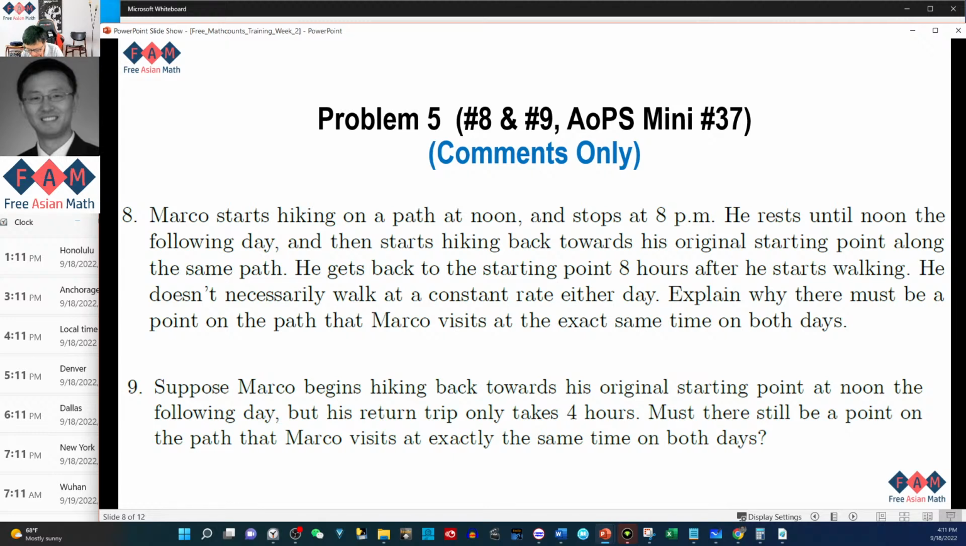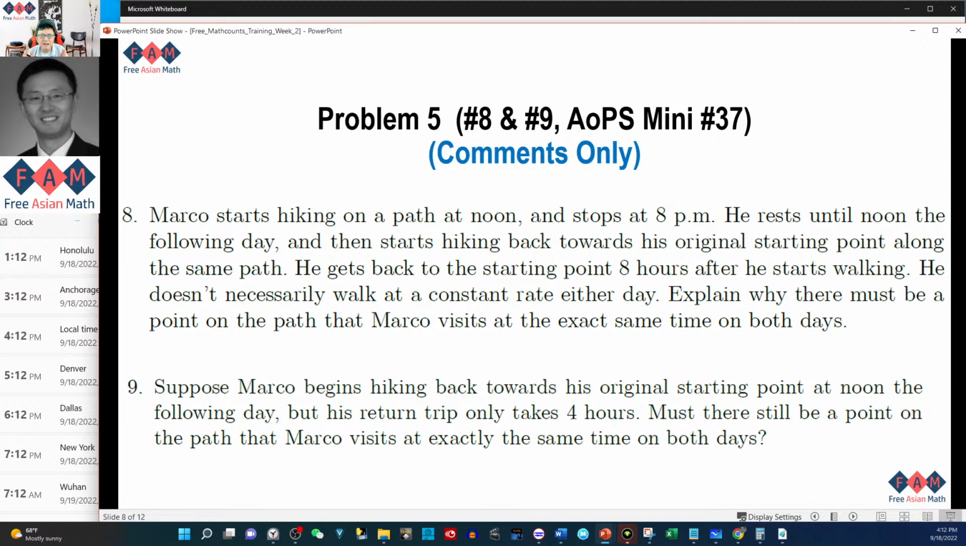Then on the second day, he again started at noon, but goes back, and he again spent 8 hours to get to the starting point after he starts walking. So on both days, he spent the same amount of time, 8 hours, and of course, back and forth, he traveled the same amount of distance. He does not necessarily walk at a constant rate either day, meaning that he did not have a steady pace. Sometimes he walks very slow, sometimes he could even walk very fast. But explain why there must be a point on the path that Marco visited at the exact same time on both days. So this is interesting.